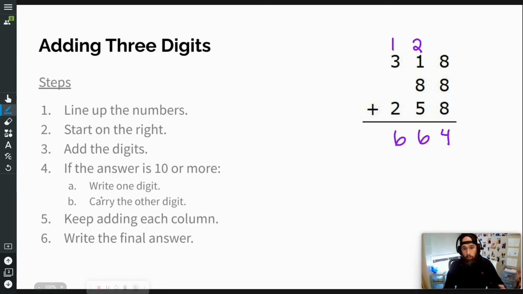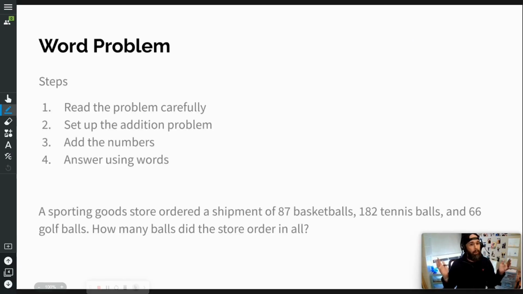We haven't even touched the word problems yet, but here they are. Now, when you see a word problem, what you're going to want to do is read the problem very carefully to make sure you understand what's going on. In this case, we know it's going to be addition problems, so we're going to set up the addition problem once we're done reading things out. You add the numbers and answer using appropriate words because this is a word problem and you need to make sure you use words in your answer.